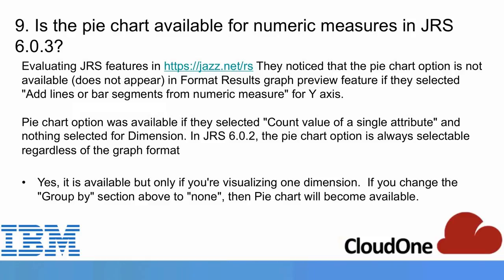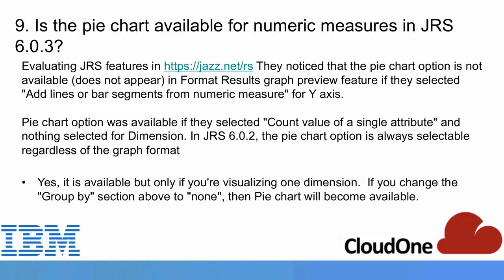Okay. So this is one that came from one of the people registered for this meeting. So is the pie chart available for numeric measures in JRS 603? This was one thing I hadn't heard of before, and so I did test last night. I was going through it and looking at it. I did go out to jazz.net/RS and gave it a try, and I was able to see what they were seeing.